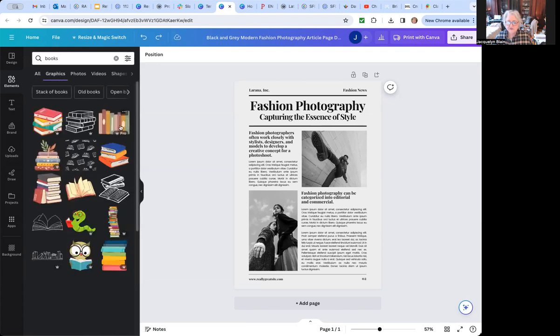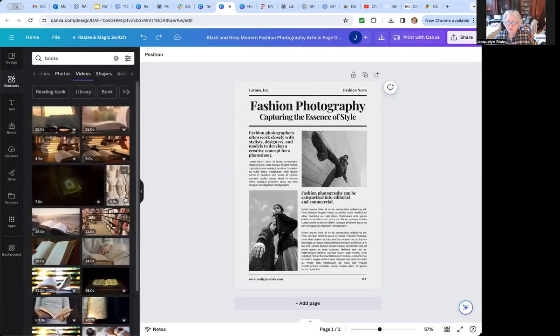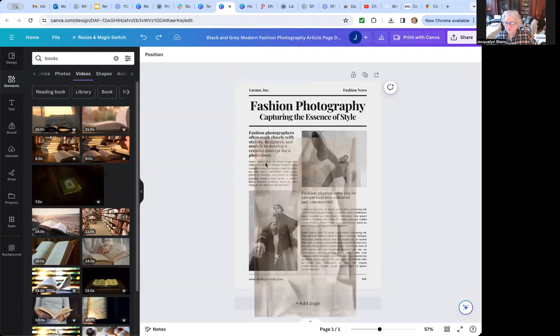You can do graphics. So you've got images. There's a bookworm, but that would cost. This one doesn't. This is free. You can do photos. All the books for free. They also have videos that you can upload. 8 seconds of pages flapping. Okay, drop it in there.